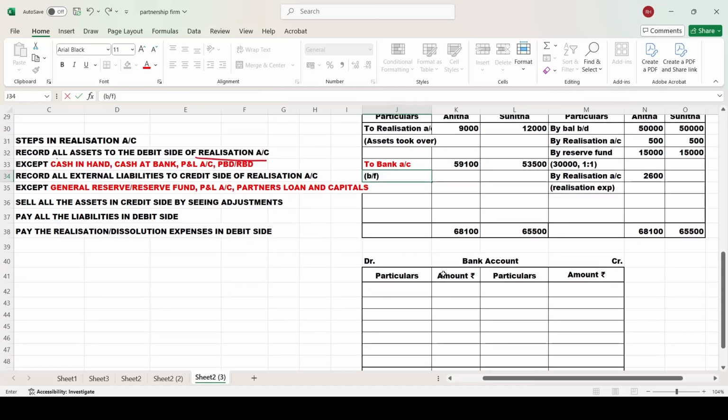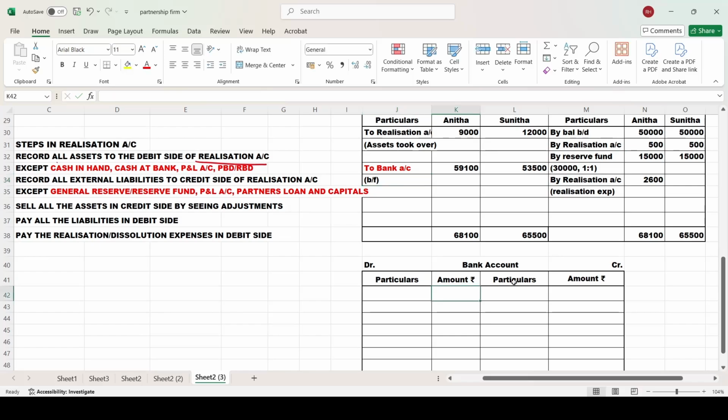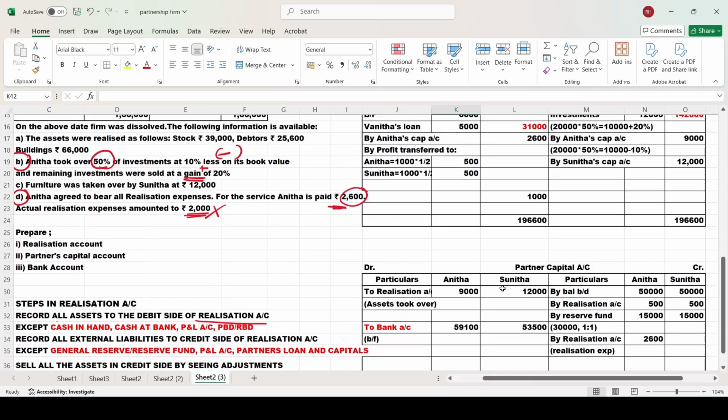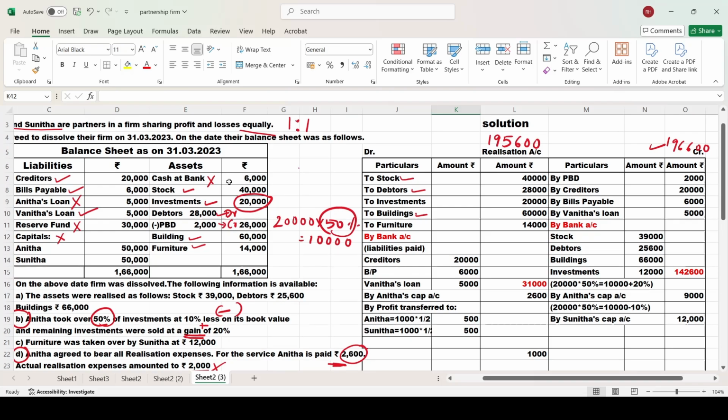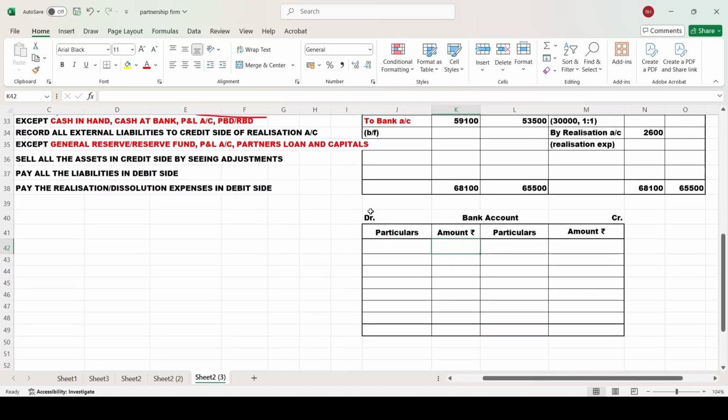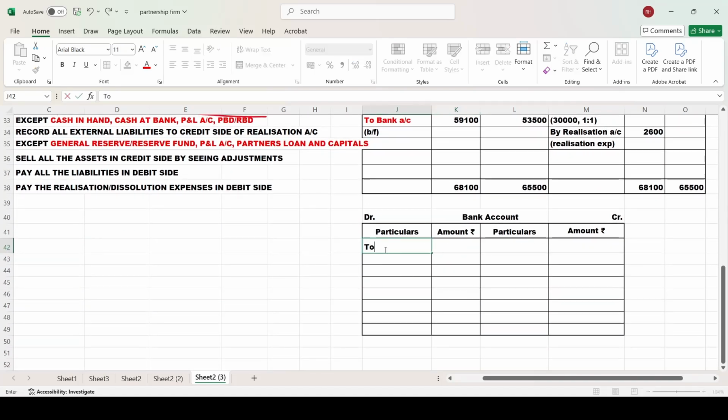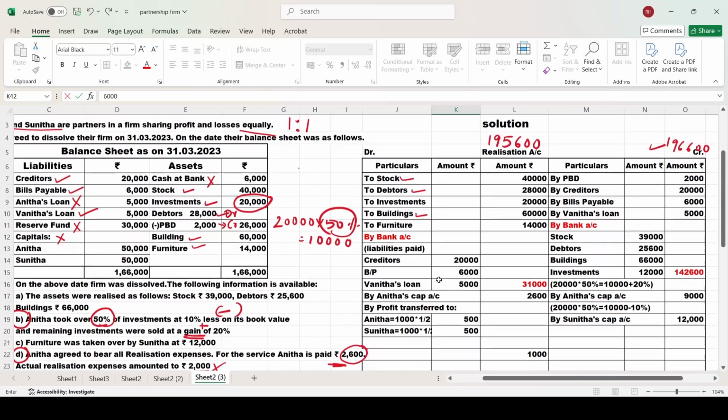Okay. Now we'll move on to the bank account. We'll go one by one through the amounts in the bank account. First, we'll take the balance which is given in the balance sheet, cash at bank 6,000, on your debit side. To balance brought down 6,000. Now come here to the realization account. Wherever we have bank, we'll record it in the bank account. If it is on the debit side, it will go to the credit side. If it is on the credit side, it will come to the debit side. So on the debit side you can see by bank account is there, so it will go to the credit side, that is liabilities paid 31,000.